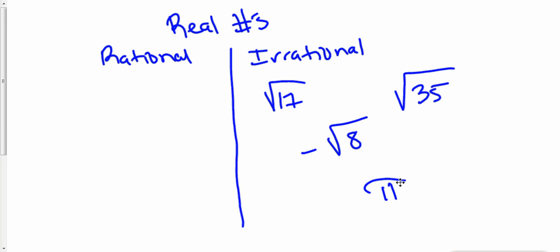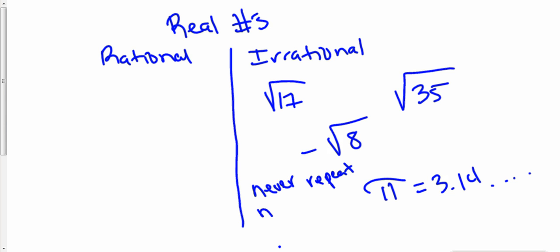Pi is also an irrational number because we know that that is 3.14 and it continues on and on and on. So you know irrational numbers never repeat and they never terminate. So the best way to know whether or not you're dealing with an irrational number is simply to take the square root of the number that you're questioning.